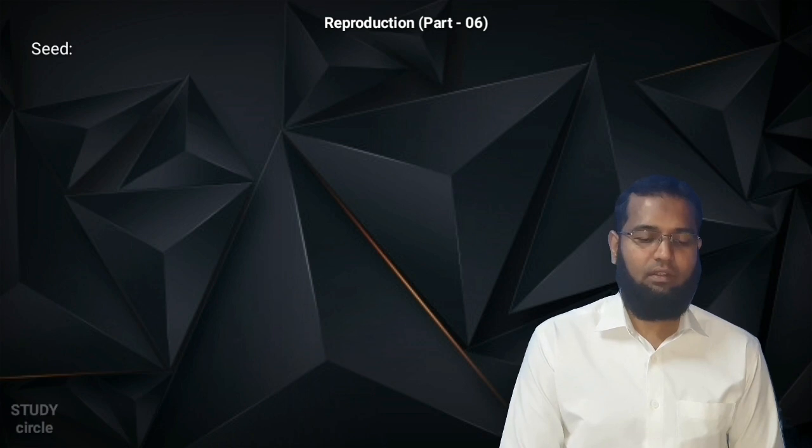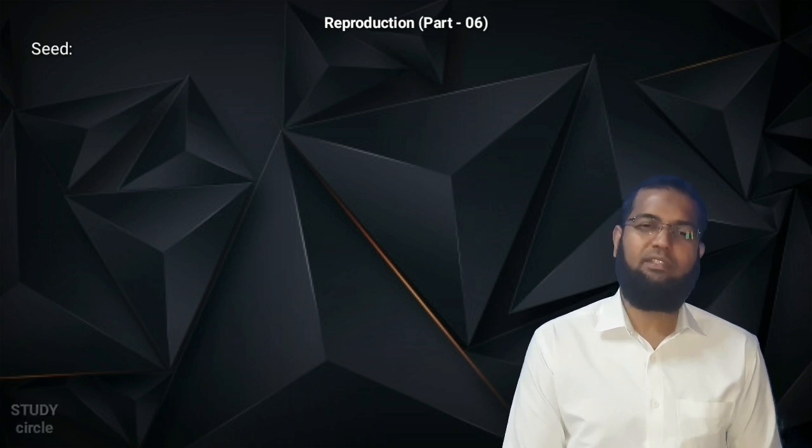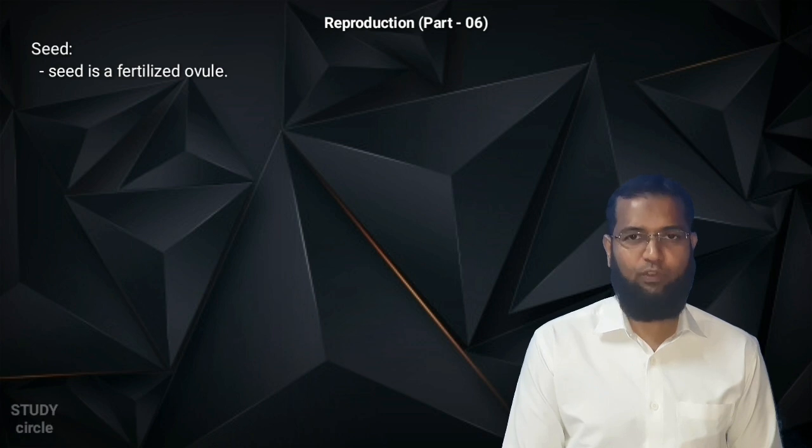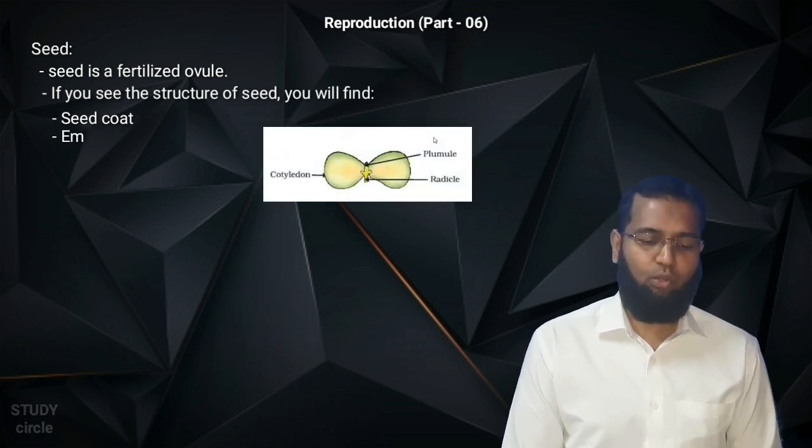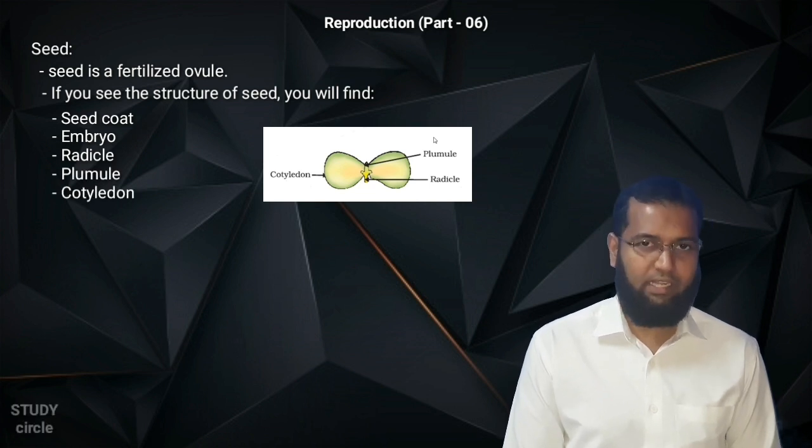Seed. So the first doubt we get is, what is a seed? To define it in simple terms, we can say that a seed is a fertilized ovule. If you see the structure of the seed, you will find that it has seed coat, embryo, radicle, plumule and cotyledons.